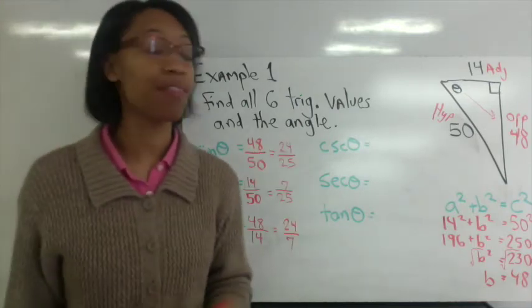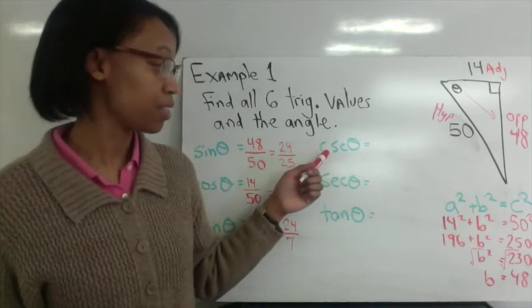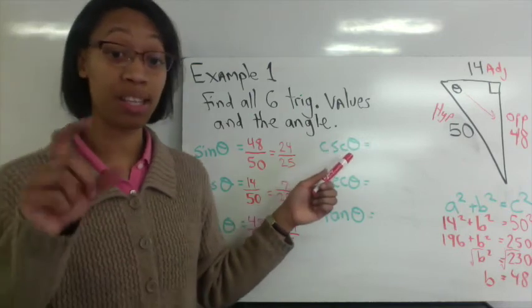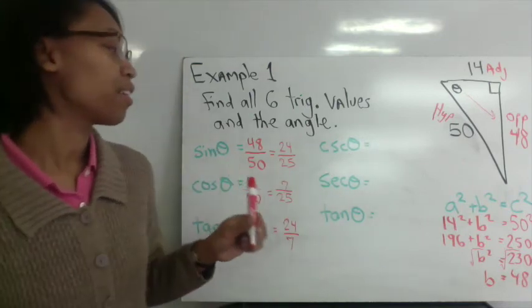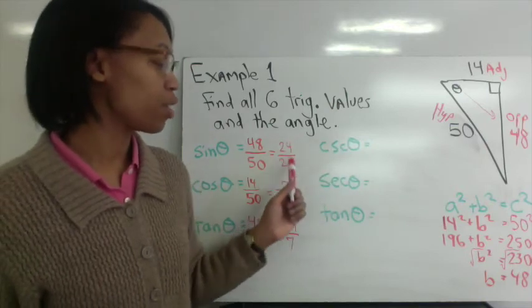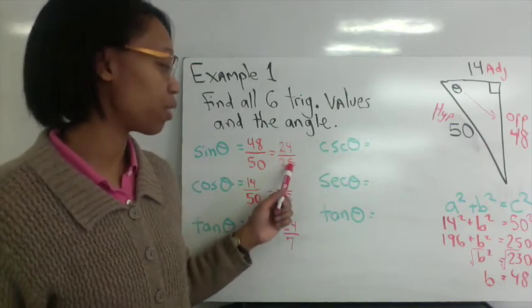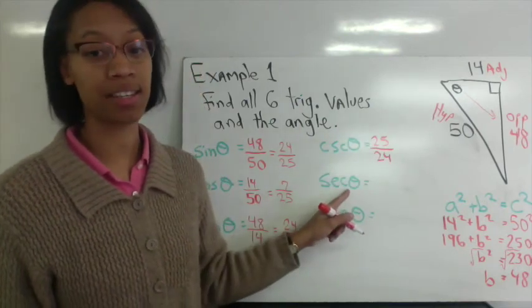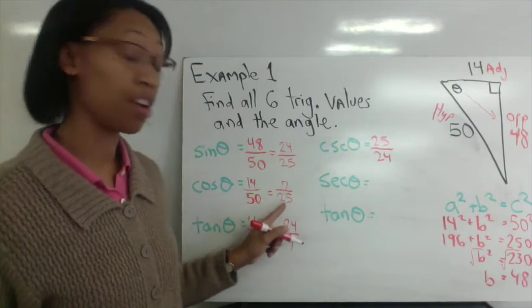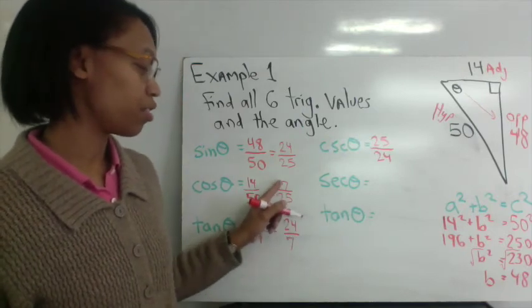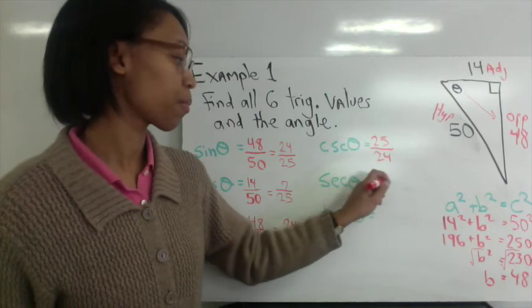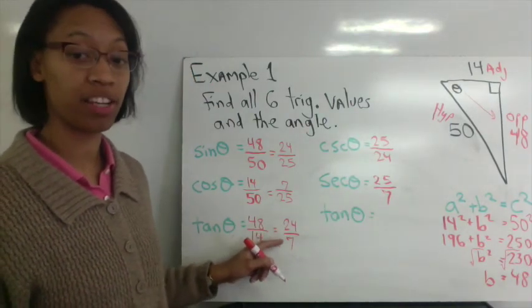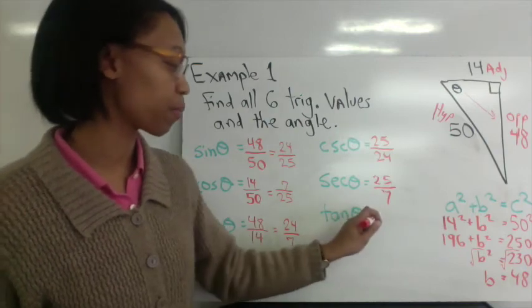Now let's find my cosecant, my secant, and my cotangent. The cosecant is just the reciprocal of sine. The cosecant is 1 over the sine, so I can just flip these. That would be 25 over 24. The secant is the reciprocal of the cosine, so that would be 25 over 7. And the cotangent would be 1 over the tangent, or the reciprocal of the tangent. That would be 7 over 24.